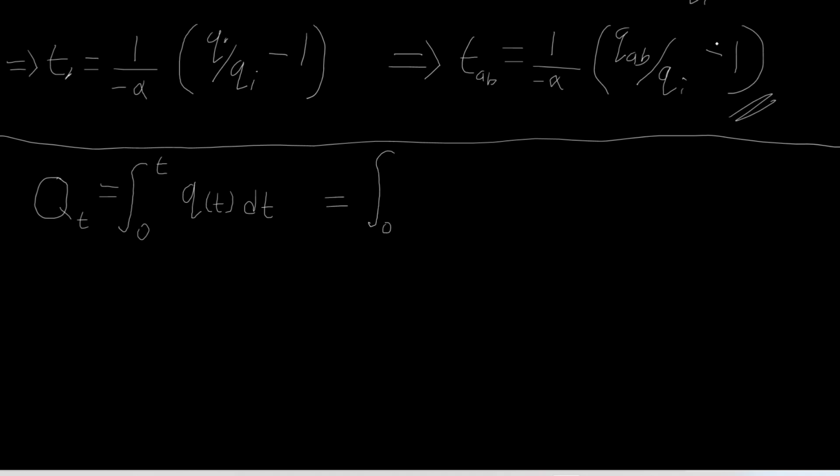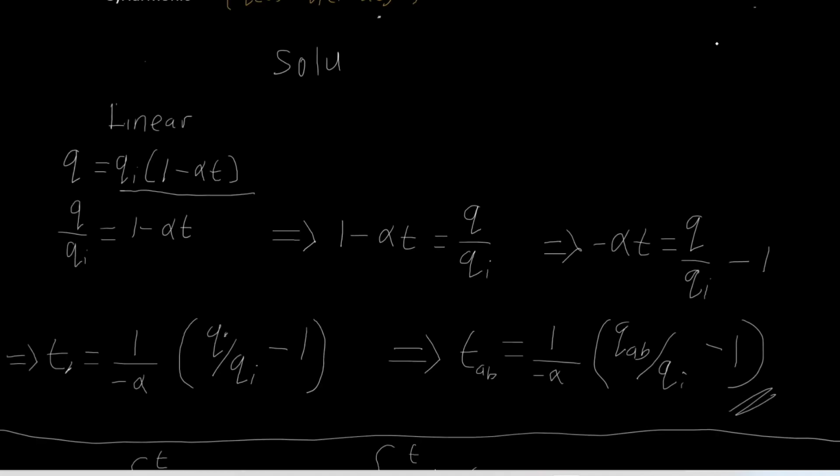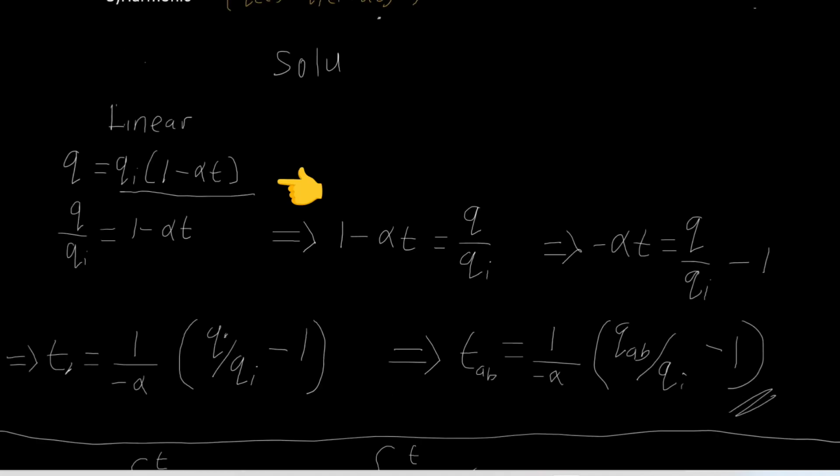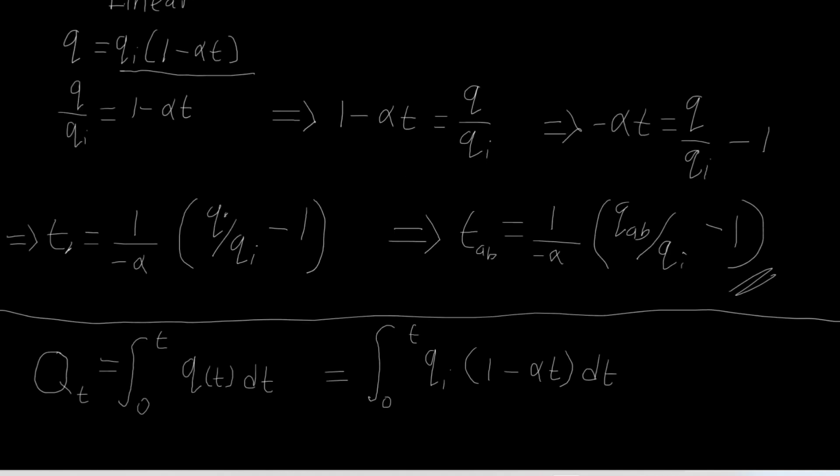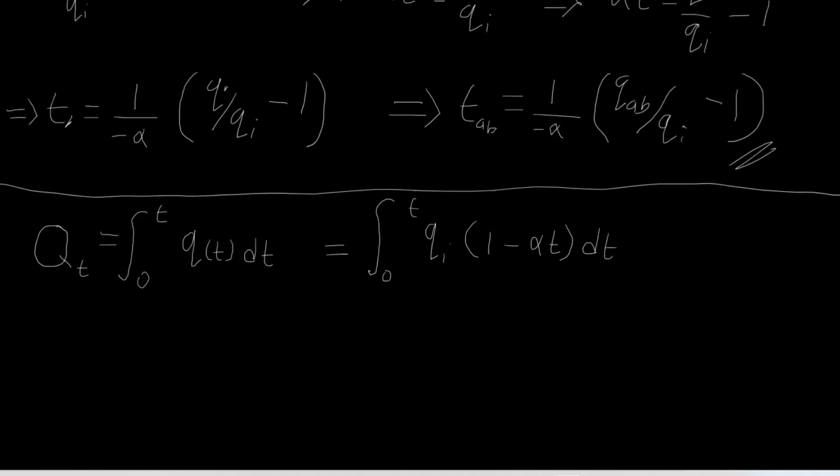Now for linear, our q is qi times 1 minus alpha t dt. 1 minus alpha t dt. That is the expression. This expression here is equal to this. So we substituted this value with this, and hence what we have here.